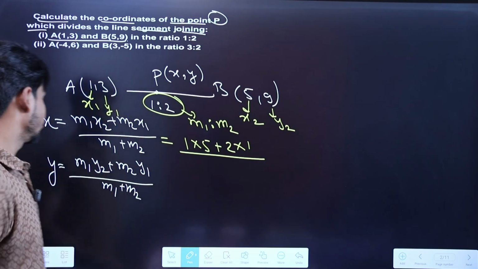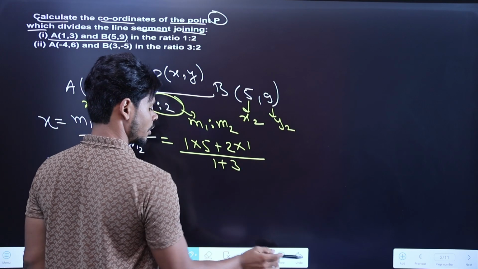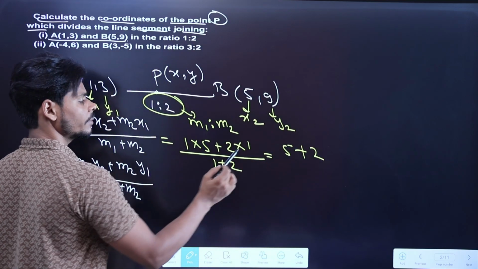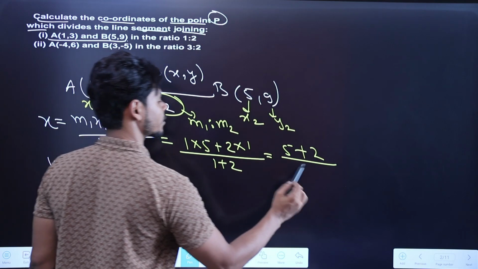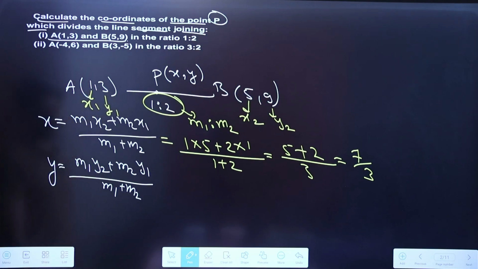sorry, m1 plus m2. Where m1 plus m2 is 1 plus 2, which is 3, right? So let's write over here 1 plus 2. Then it will become 5 plus 2, right? 1 multiply 5 and 2 multiply 1. So then 5 plus 2, it is 7 by 3. So the coordinate of x is 7 by 3.